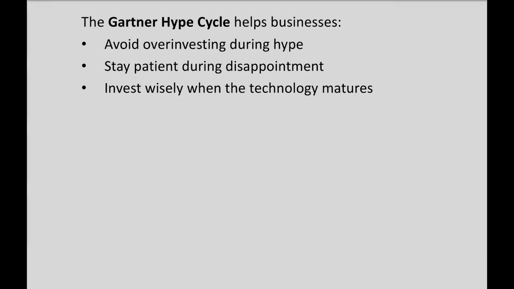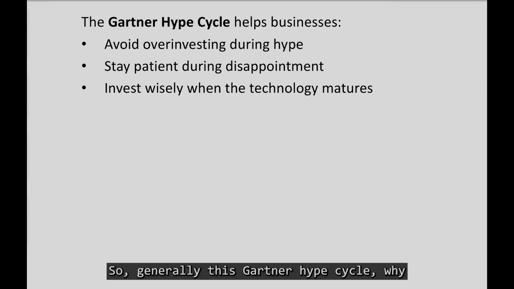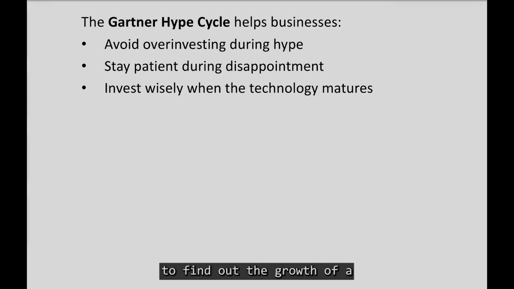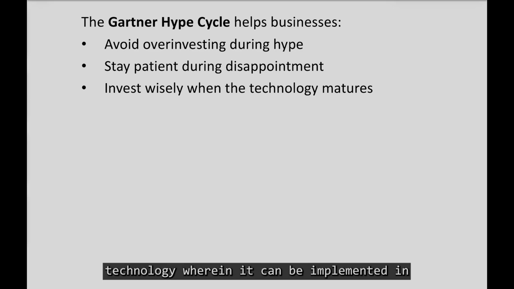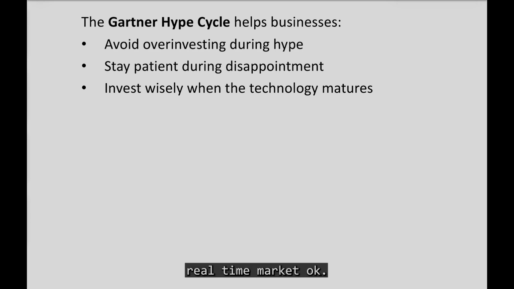Okay. So generally, why do you go for this Gartner hype cycle? Initially you will not be knowing about the scope of the technology. So when you go for this cycle, you find out step by step, as you place the technology in the particular steps, the possibilities. Here you will be able to understand whether the technology is applicable for the industry or not, or for which particular business or industry it is applicable. So the hype cycle is predominantly used to find out the growth of a technology, wherein it can be implemented in a real time market.